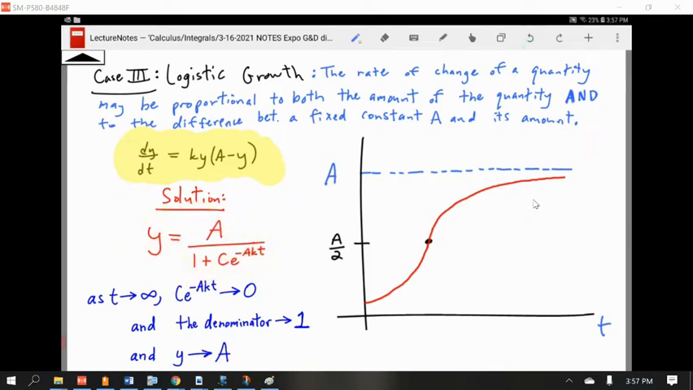Notice what's happening with this graph. The graph has a horizontal tangent line at A. A is that limiting value. A is the fixed constant.